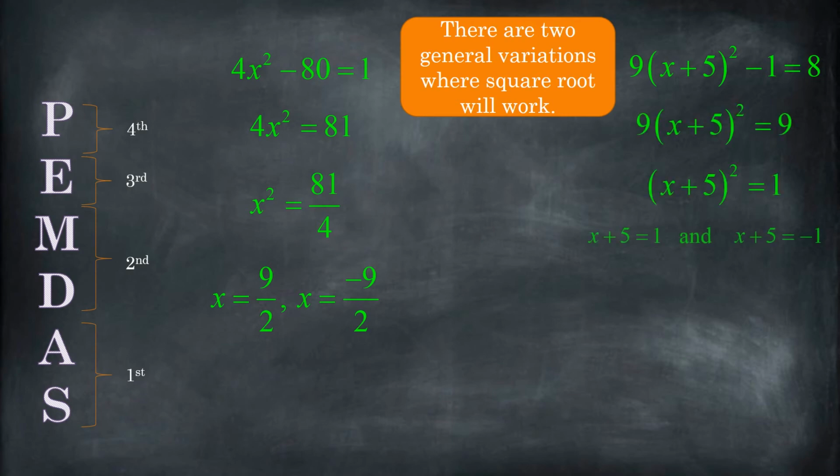For the next one, you're going to add 1 first, then you're going to divide by 9, take the square root. Square root of 1 is 1 and negative 1. So you have 4, negative 4, and negative 6. Hope you guys got those right.